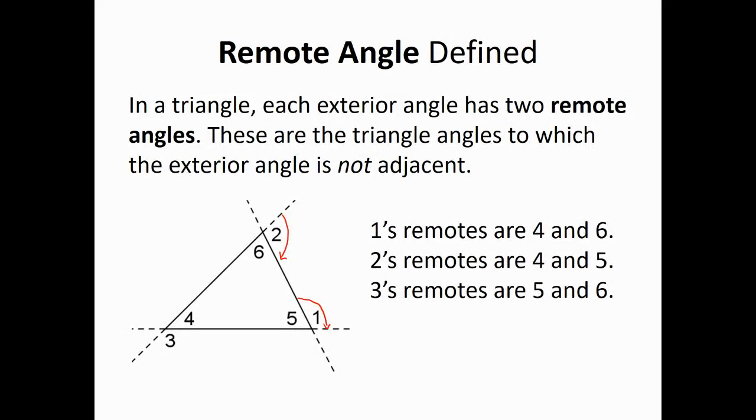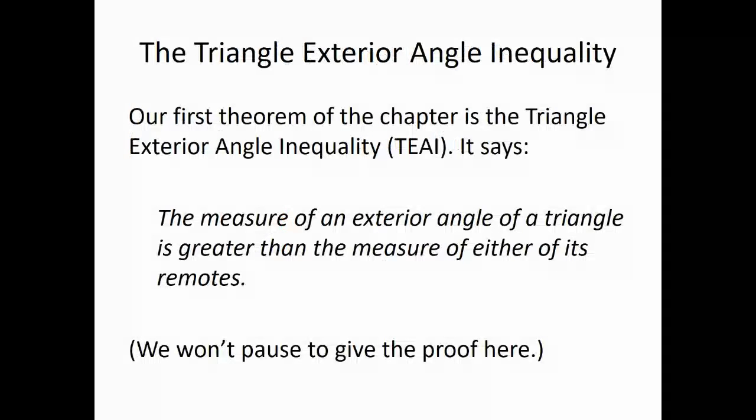So note this well, each exterior angle has its own remotes, and there's no reason to suppose that the remotes for one exterior angle are the same as the remotes for another. And indeed, typically they will not be. Now, there is a theorem. We will not take the time in the summary to prove it, but it is a theorem of some consequence. It's called the triangle exterior angle inequality.